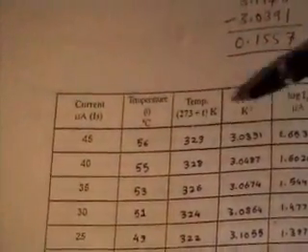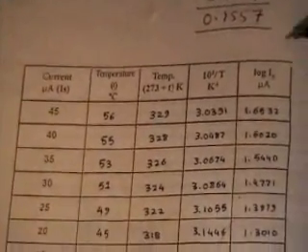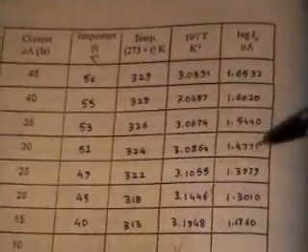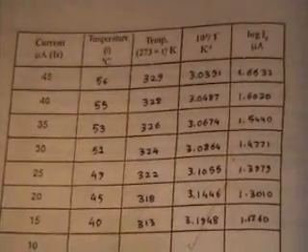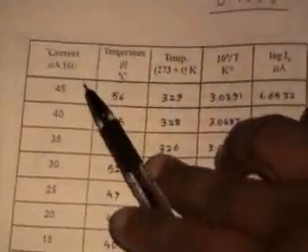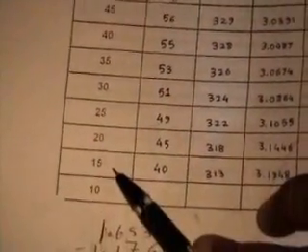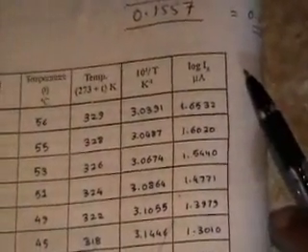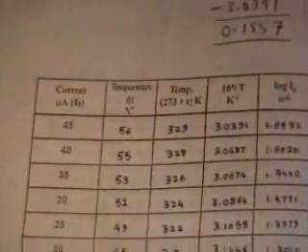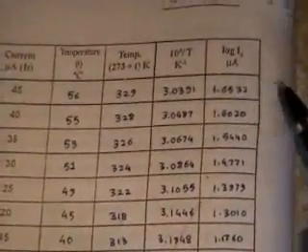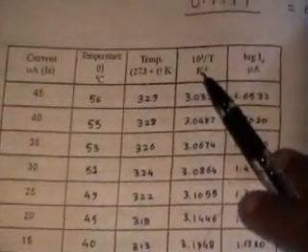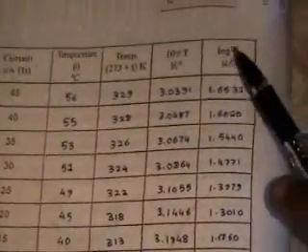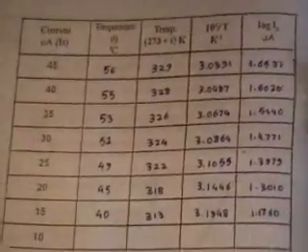We will now see a set of sample readings. Again, as for the previous experiments, I repeat that it may not be the same as what you are going to get in the class. It's only a sample. So we see current is already written here, and then the temperature, and then 10 cube by T, and then log of Is. Using this data, we have to plot a graph. Now for plotting the graph, we take 10 cube by T on the x-axis and log of Is on the y-axis. Very often people make mistakes in drawing the graph.